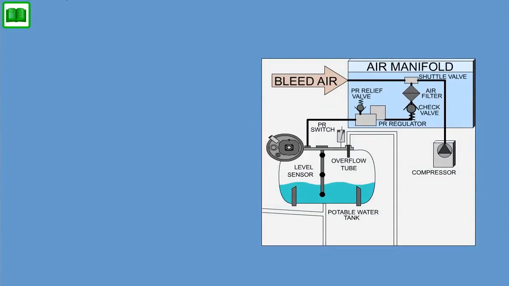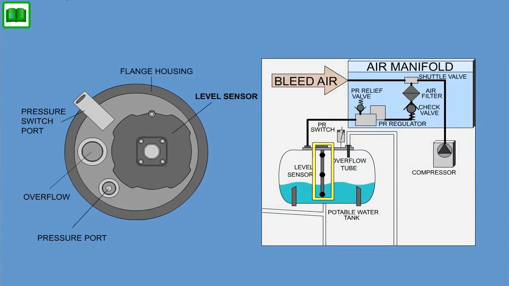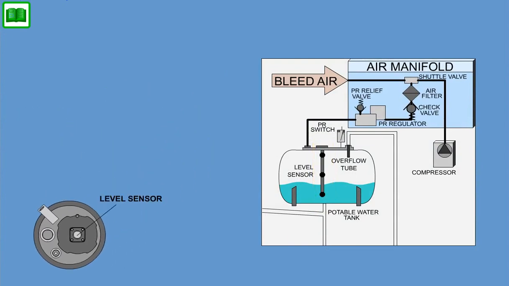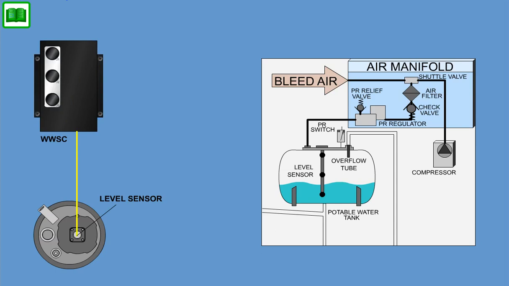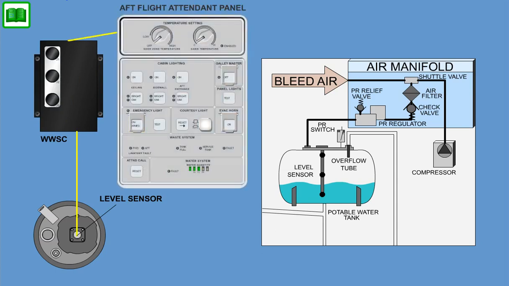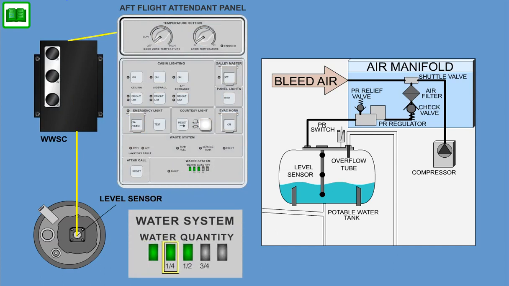A capacitive type level sensor measures the water level within the potable water tank. The potable water tank level sensor is continuously monitored by the water and waste system controller. The quantity is indicated at the flight attendant panel in 0, 25, 50, 75, and 100% figures.